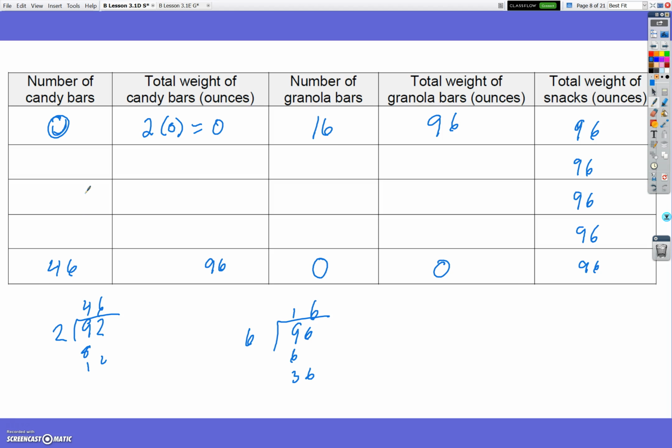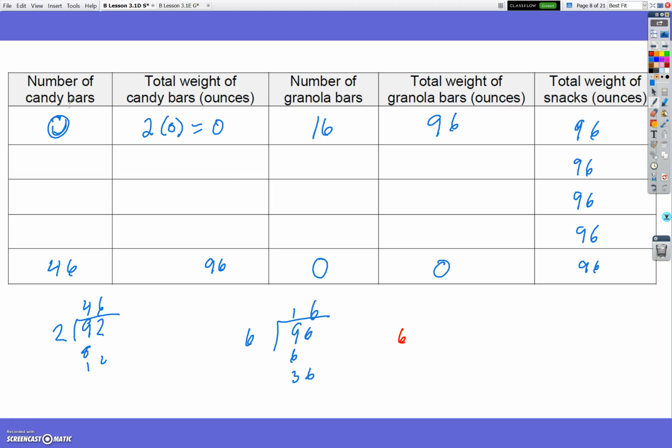Now what I want you guys to do is pause the video right here and find possible answers of how many candy bars and how many granola bars you can take that would add up to 96. Now remember, guys, they have to exactly add up to 96. So go ahead and pause the video and do that now. Alright guys, so I'm going to come up with a few examples. I want you to compare your answers to mine. Some of them might be exactly the same, others might be a little different, but as long as they add up to 96, that'll be no problem.